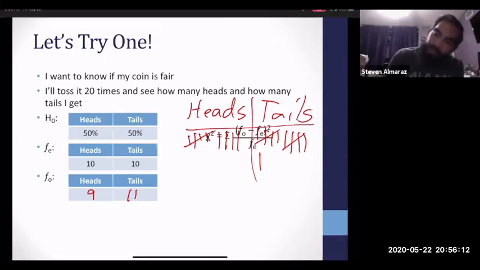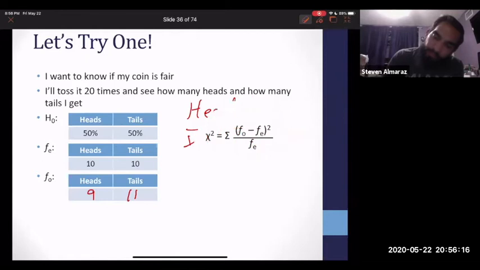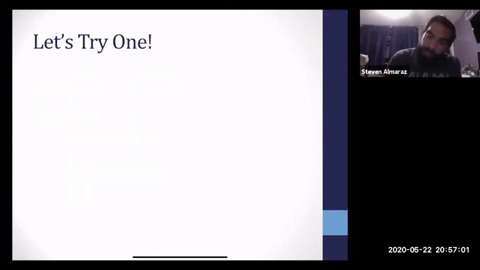Oh, I gotta make some room. First I want you to calculate your chi-squared, and I also want you to calculate your degrees of freedom. Go ahead and try it. It's good practice. Now I'm going to try.